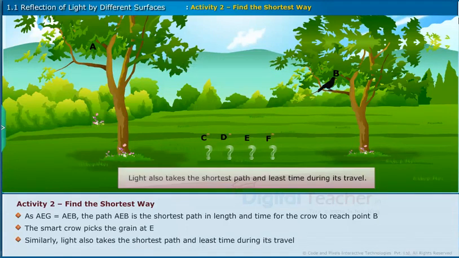Similarly, light also takes the shortest path and least time during its travel. Let us formalize this learning in the form of the Fermat principle in the next section. Now, let us learn why light chooses a shortest way during its travel through an activity.